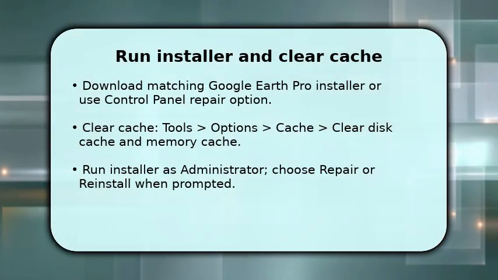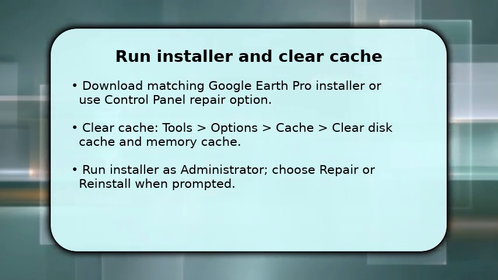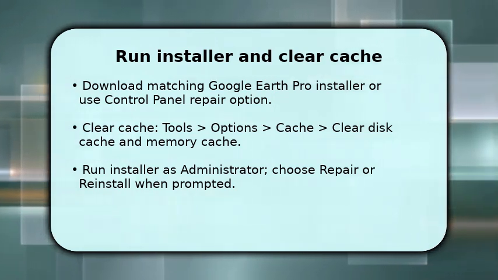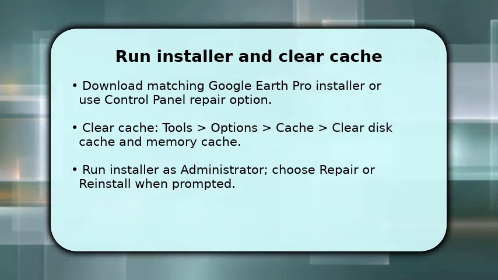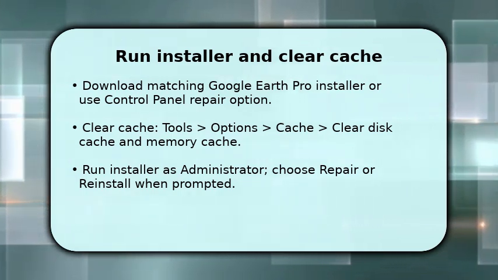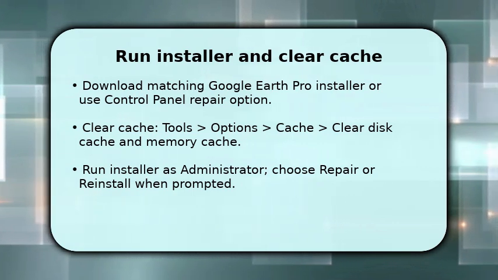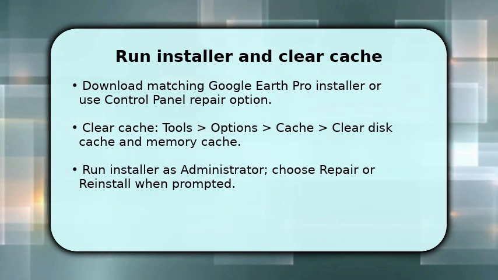Start the installer for your exact Google Earth Pro build or use the built-in repair from control panel to replace corrupted components. Before reinstalling, clear the disk and memory cache from Tools options to remove stale tiles that cause crashes and wonky rendering. Once caches are cleared, run the installer as administrator. Selecting Repair first preserves settings and overlays.